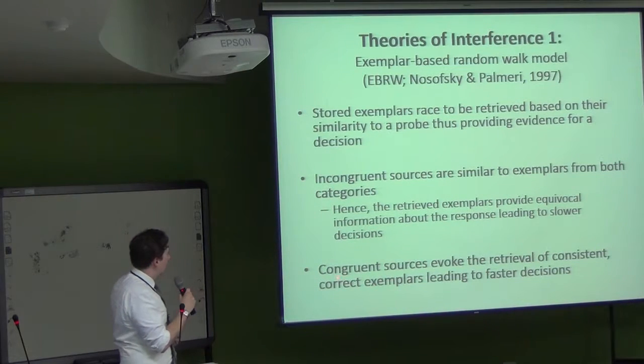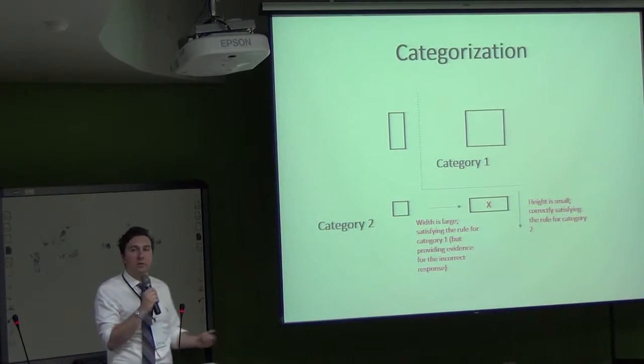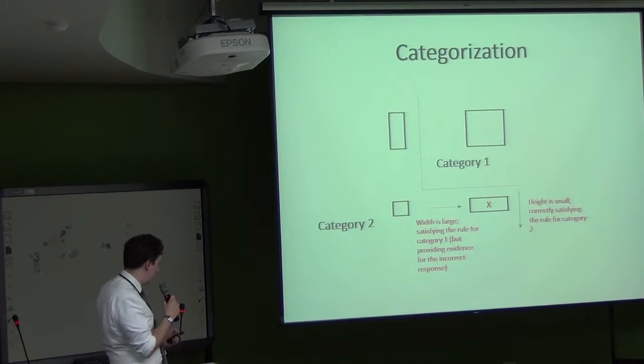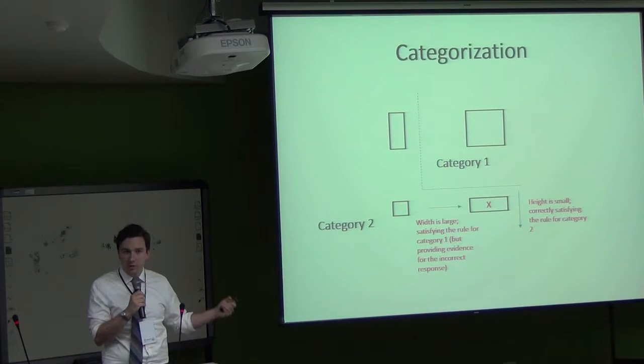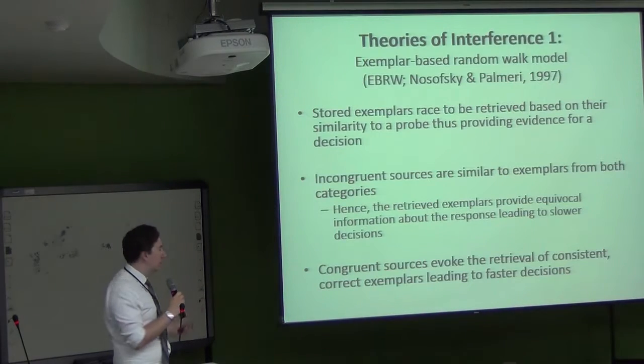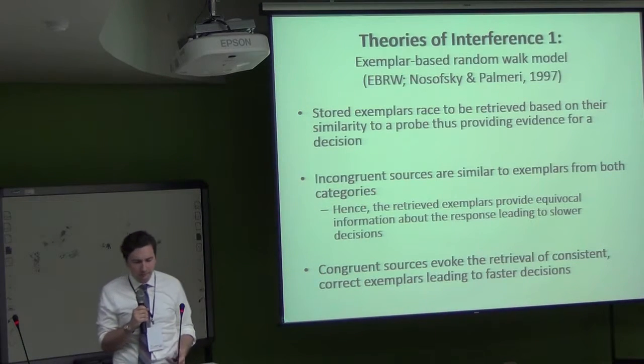If you've got a congruent source of information, something like this item, where both of the dimensions satisfy the rules for that category, then you tend to retrieve exemplars which are similar only to the correct category, leading you to make a faster decision. So that's one theory which can explain this type of conflict.